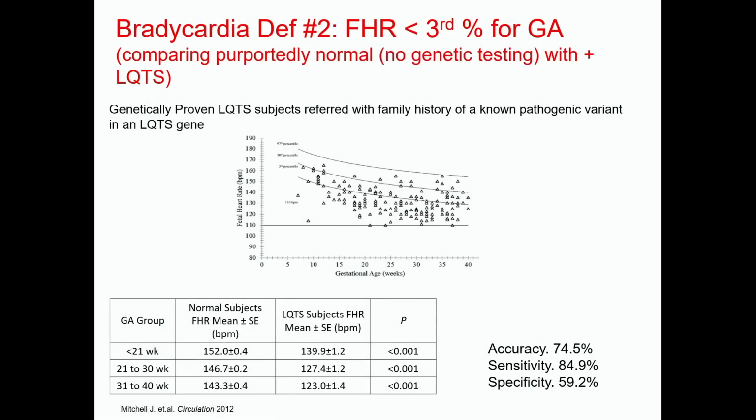But what happens if you look at fetuses who we know have long QT syndrome, that is, fetuses who have been genetically proven to have long QT syndrome because of a family history? So if we superimpose these fetuses with a family history who are genetically positive, we see kind of a startling thing. And we see that looking at this baseline of 110, there's only a few heartbeats of long QT positive fetuses that actually get to 110, that the majority of them are less than the third percentile for gestational age.